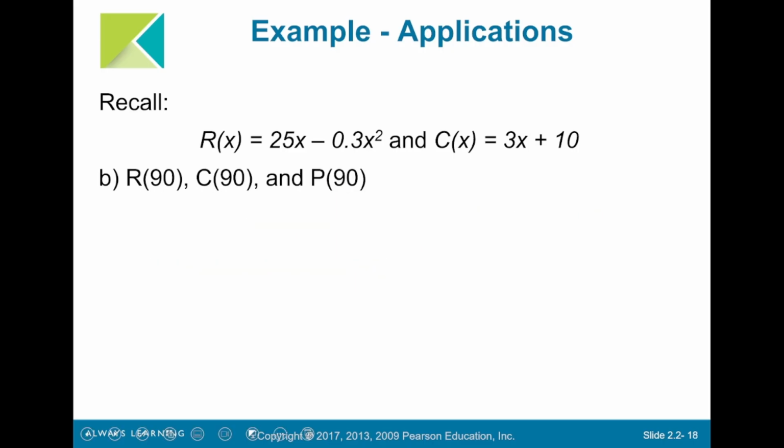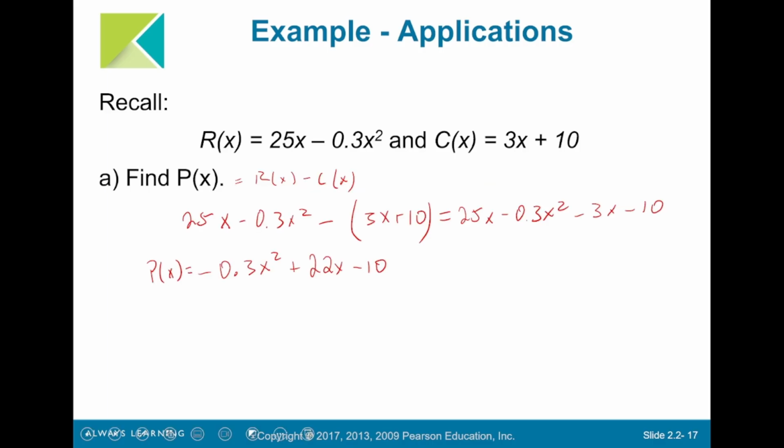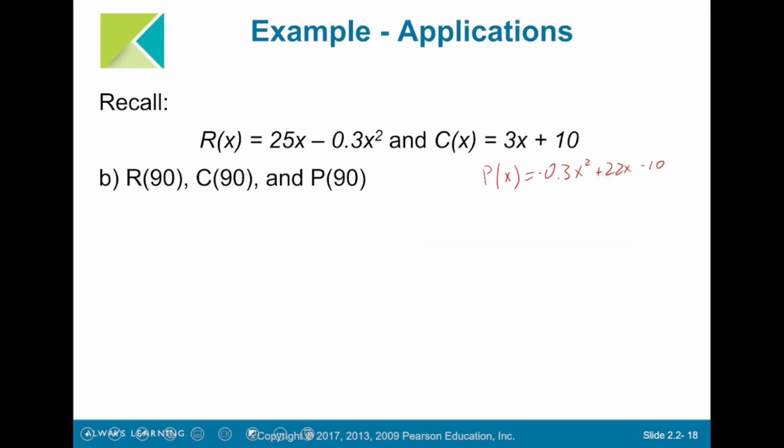Okay, moving on. Let's write that down real quick. So that P of x was negative 0.3x squared plus 22x minus 10. Let me just check my work there. Yeah, that looks good. Okay, so we want to find R of 90, C of 90, and P of 90.